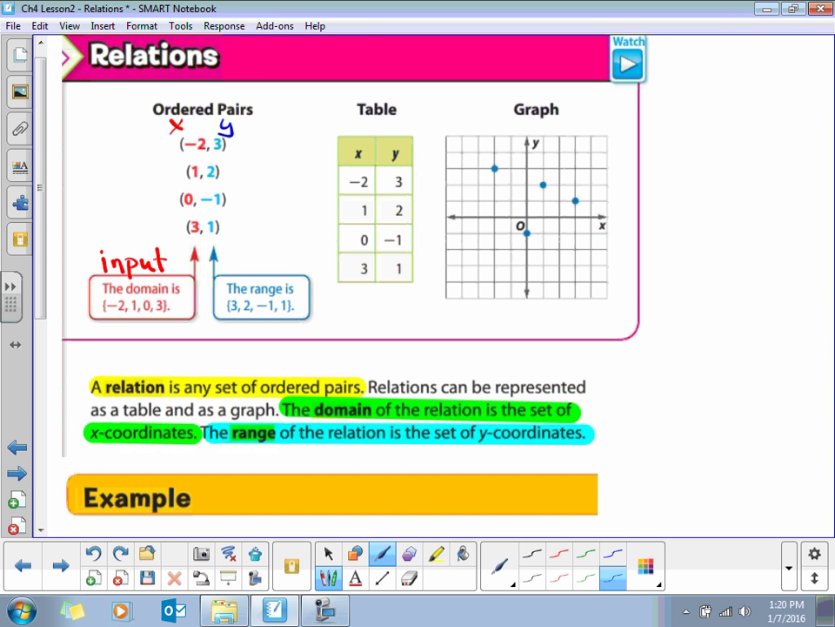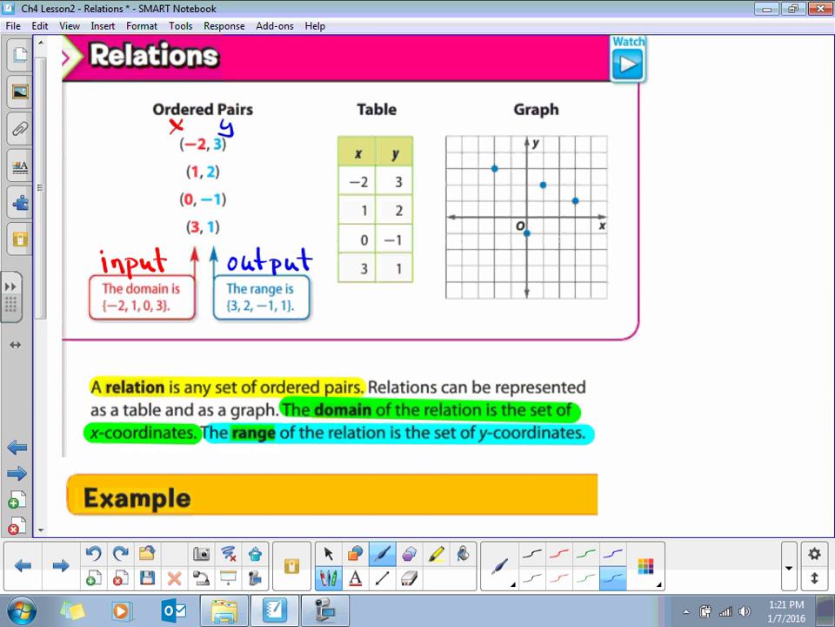And yesterday, we called the x values the input. What did we call the y values? We called those the output. So that's also another name for the range. Okay? So here we have a list of, these are all of the x values. Those are the domain values. Here are the y values.